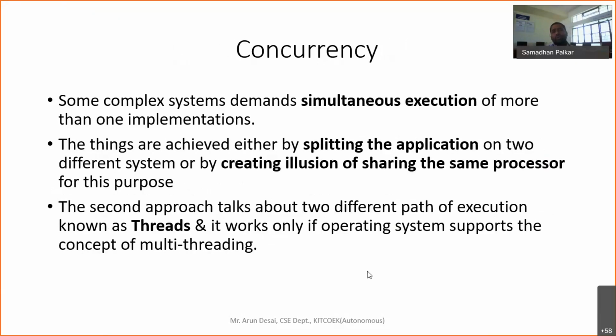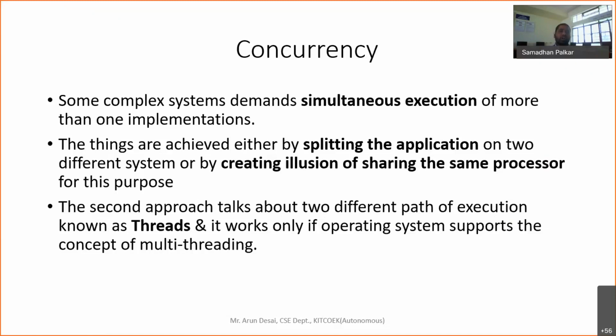Now, one more terminology is concurrency. If a complex system requires simultaneous execution, we use concurrency, right? So what is concurrency? If an application or software is there, we split that application across different systems, or on a single machine. How do you achieve this concurrency? By creating an illusion that they are sharing a processor.